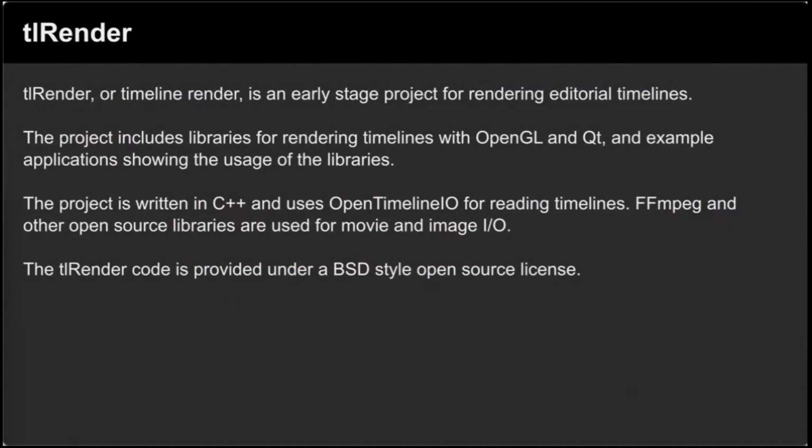TLRender, or Timeline Render, is an early-stage project for rendering editorial timelines. The project includes libraries for rendering timelines with OpenGL and Qt, and example applications showing the usage of the libraries. The project is written in C++ and uses OpenTimelineIO for reading timelines. FFmpeg and other open-source libraries are used for movie and image I/O. The TLRender code is provided under a BSD-style open-source license.